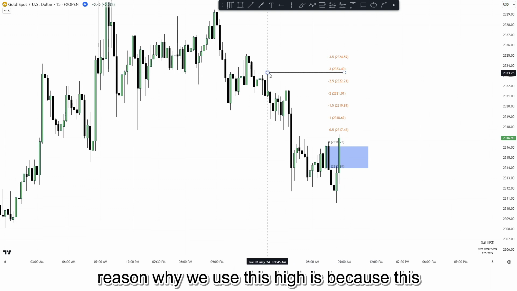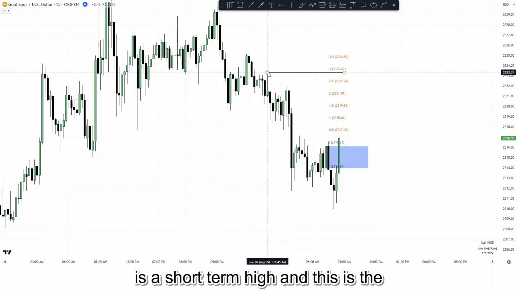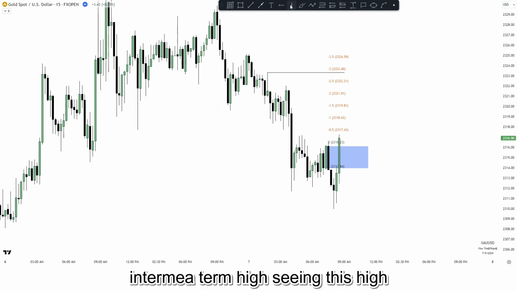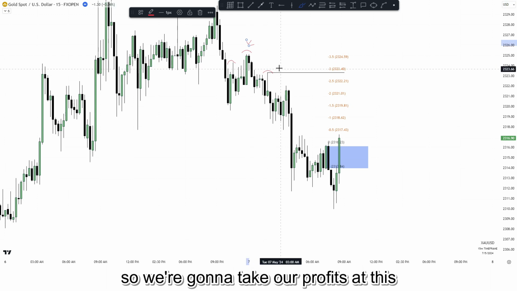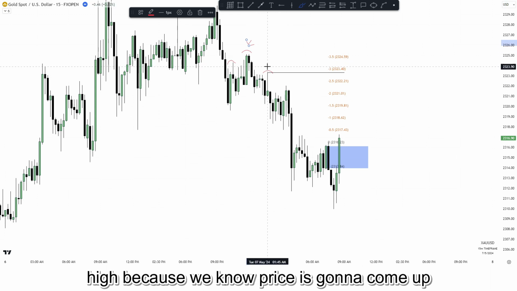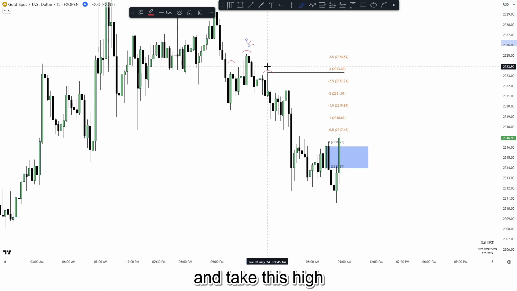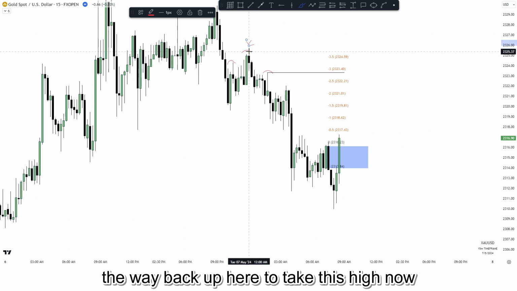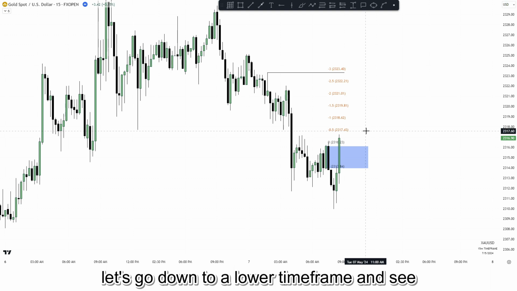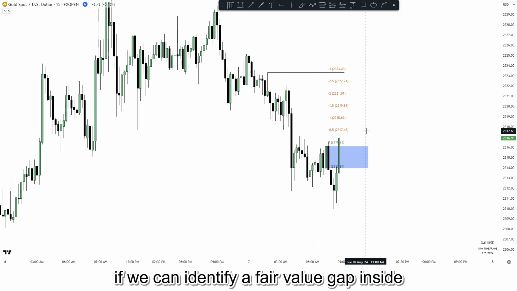And the reason why we use this high is because this is a short-term high and this is the intermediate term high. Seeing this high have a high above this high and this high, this makes this an intermediate term high. So we're going to take our profits at this high because we know price is going to come up and take this high, but it has less likelihood of coming all the way back up here to take this high.